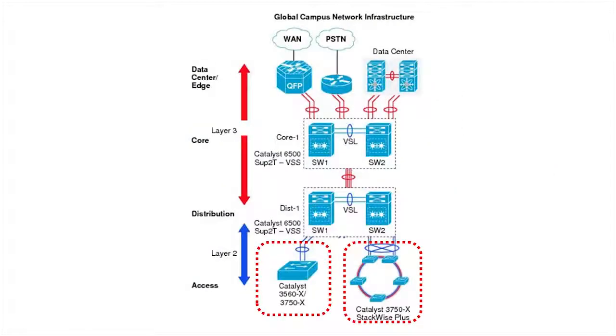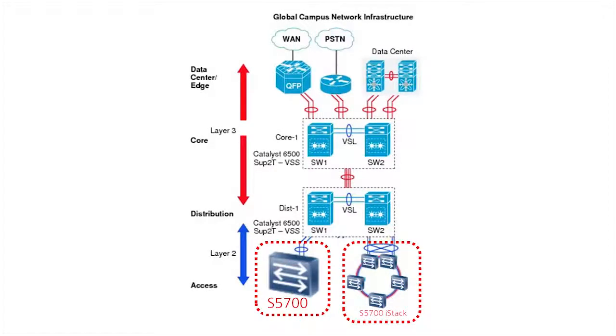In the diagram, we can also see how the Cisco Catalyst would be positioned in the network topology. You can see that the 3750 product is the equivalent for Huawei at the access layer. The 5700 can be used as a direct connection switch or using iStack technology in a ring deployment.